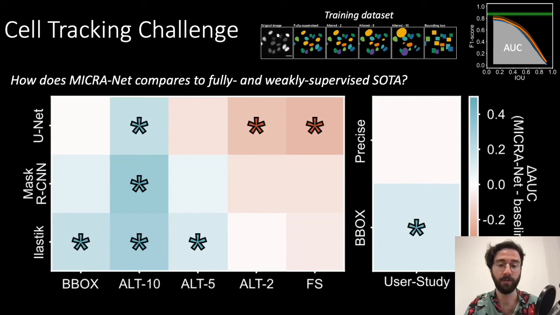Hence, when the level of supervision of the training dataset cannot be guaranteed, MICRA-Net should be considered, since it can achieve a similar performance with easier to obtain annotations.